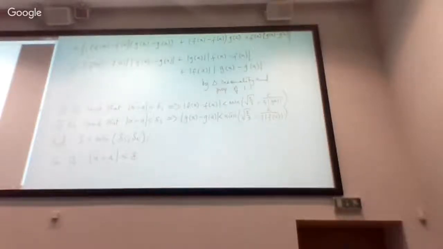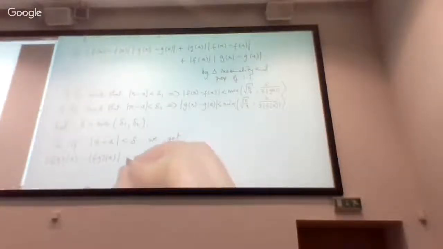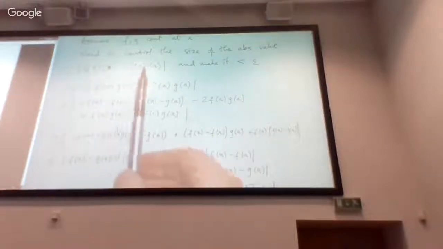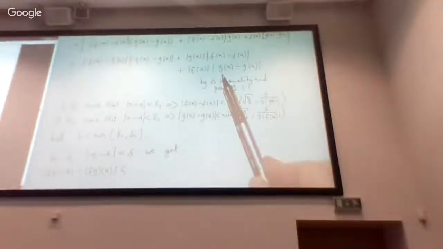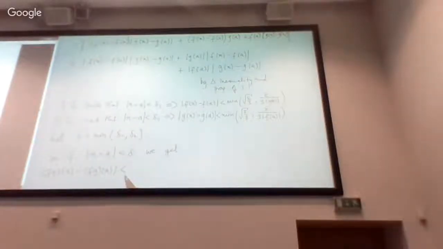x is within a distance delta of a, I can immediately call upon these upper bounds for the absolute value. So we get that the absolute value of the product fg of x minus fg of a, now all of these are strictly less than, so it's strictly less than, that's the thing at the top, fg of x minus fg of a. We went through all this manipulation and it's less than or equal to this last line. But now I'm going to replace all the parts of it by strict upper bounds. So that less than or equal becomes a strictly less than.